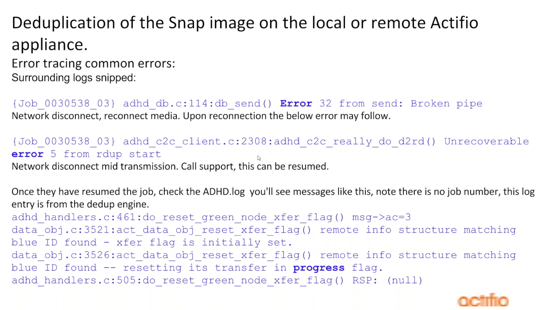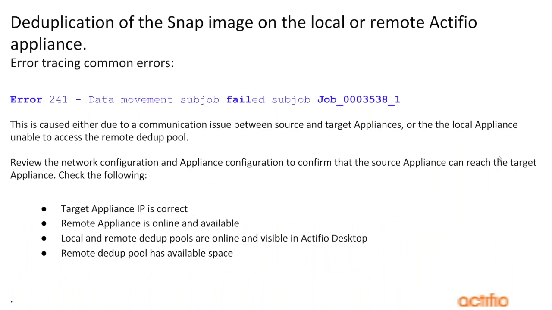So if we're going to use something like Emacs or PowerShell, we could actually look for lines that do not have a job number. We could use a little regex and we could get right to this. Now here we've got error 241.